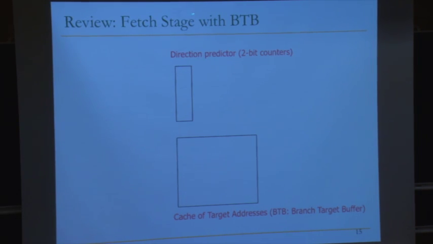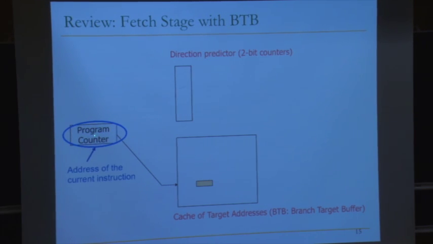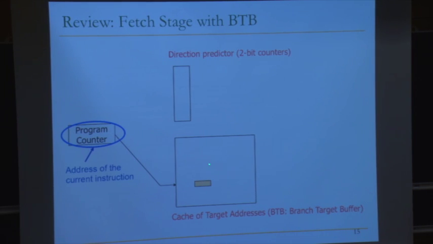So how do you do the prediction of a target address with a branch target buffer? When you have a program counter, this program counter specifies the instruction you're fetching. You index the structure, which is a cache of target addresses. And if that program counter has stored a target address over there, this structure returns a hit and the target address, of course. Otherwise, it returns a miss and the target address.